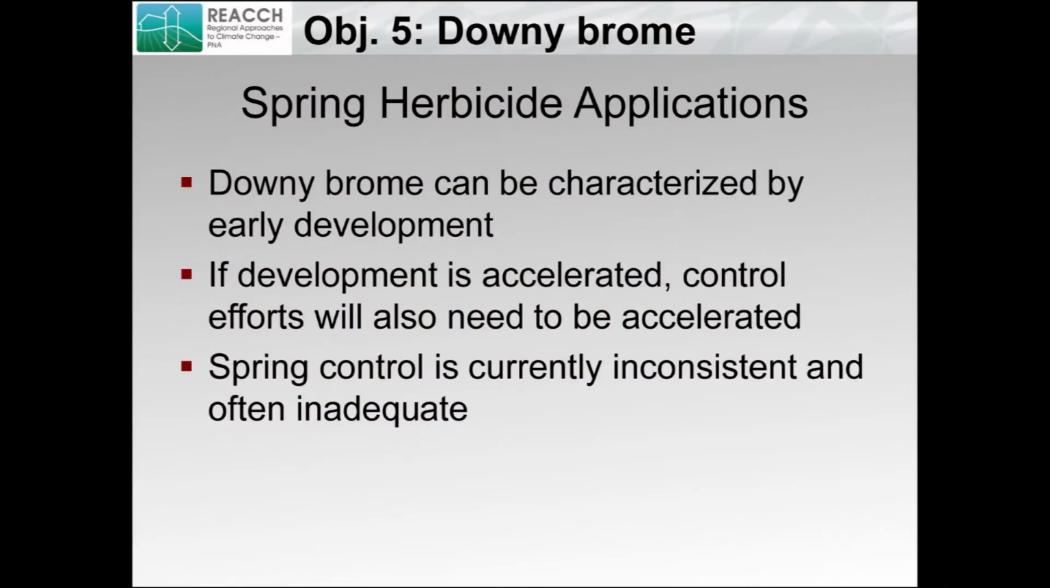And because of this, it develops very soon. We also need to control it very soon. And currently, not projected in the future, but currently, we have a hard time controlling Downy brome when we make spring applications. And with Downy brome, there's not really any biological solutions for control. Cultural practices are very inconsistent. And a lot of the regions here use conservation tillage, so tillage isn't a tool either. So the only option we really have left is herbicide applications.